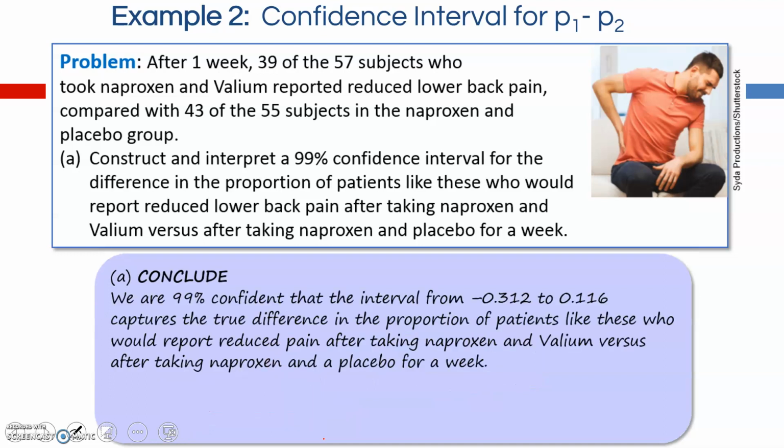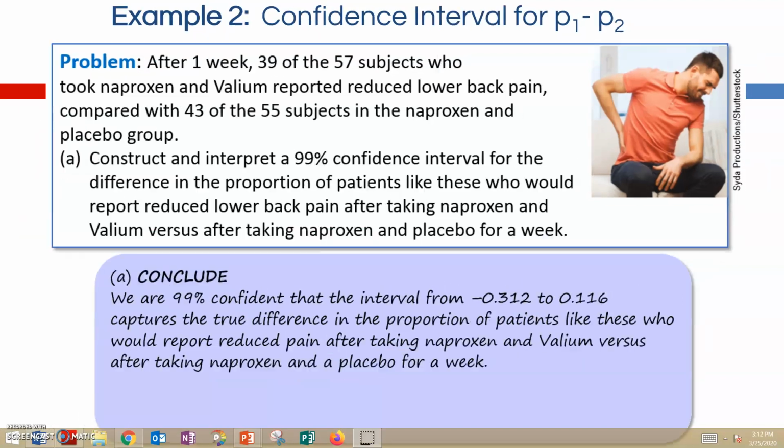All right, so here's our conclusion. We are 99% confident that the interval from negative 0.312 to 0.116 captures the true difference in the proportion of patients like these who would report reduced back pain after taking naproxen and Valium versus after taking naproxen and placebo for a week. Okay, so this was the order because the order was naproxen and Valium, naproxen and placebo. We keep that P1 minus P2 order just like so.